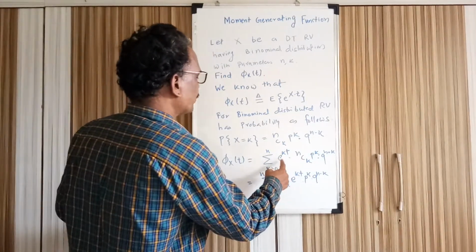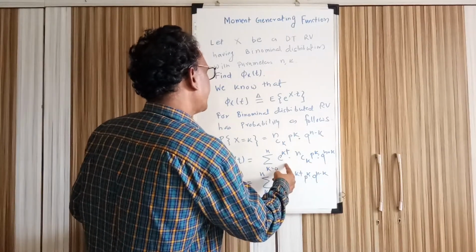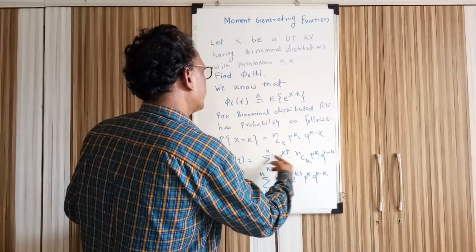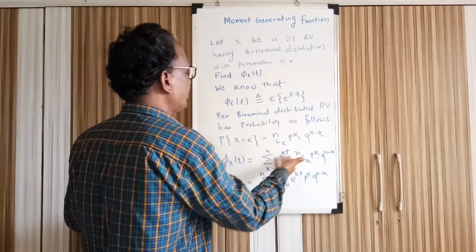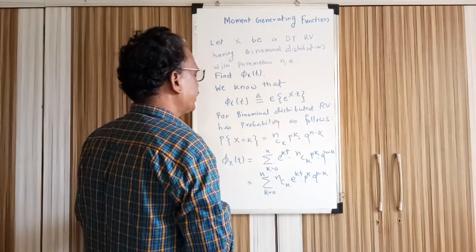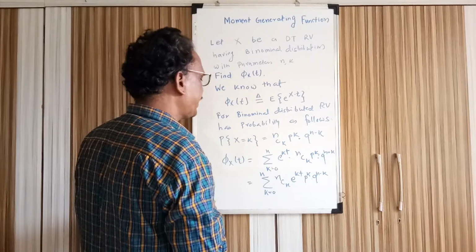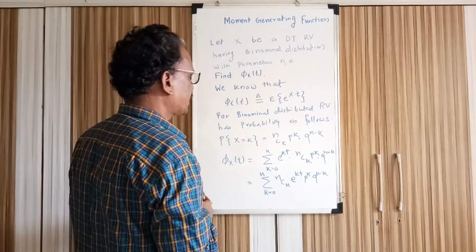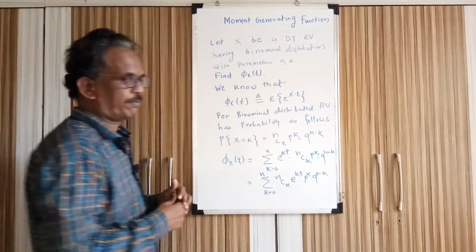Now e raised to kt can be taken inside, because t is constant, so there is no issue in shifting it. We can combine the term e raised to kt with p raised to k, get a good expression out of that, simplify it, and find phi x of t.